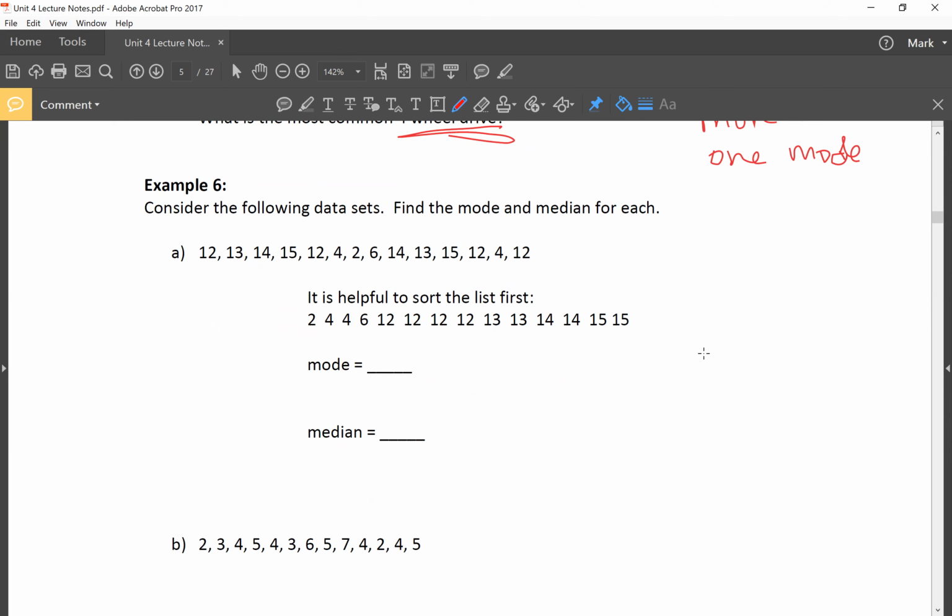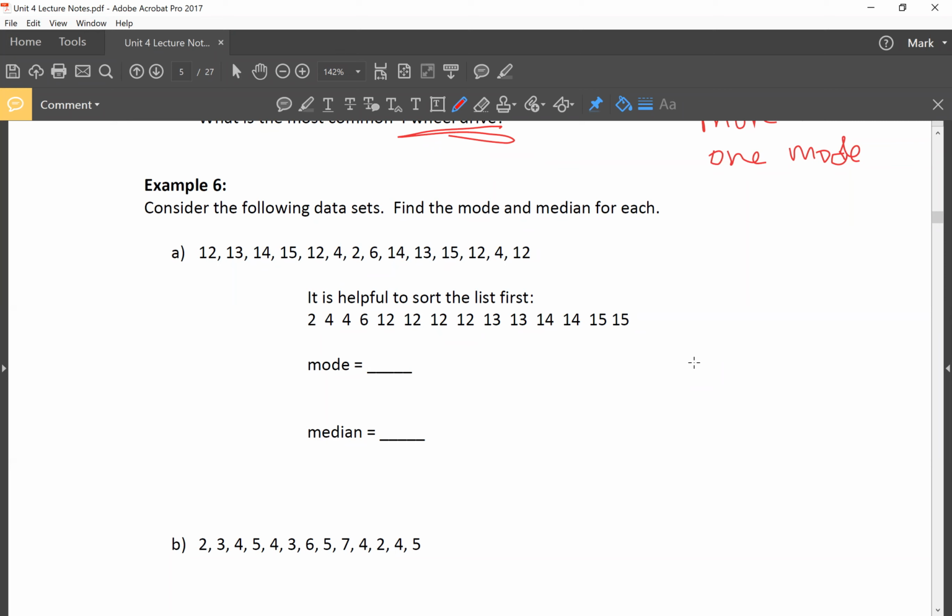So percent increase, percent decrease, things like money, you'll see a use for this. And it is a very short chapter too. So we should be done easily by next week so we can do a review. So let's look at example number 6.